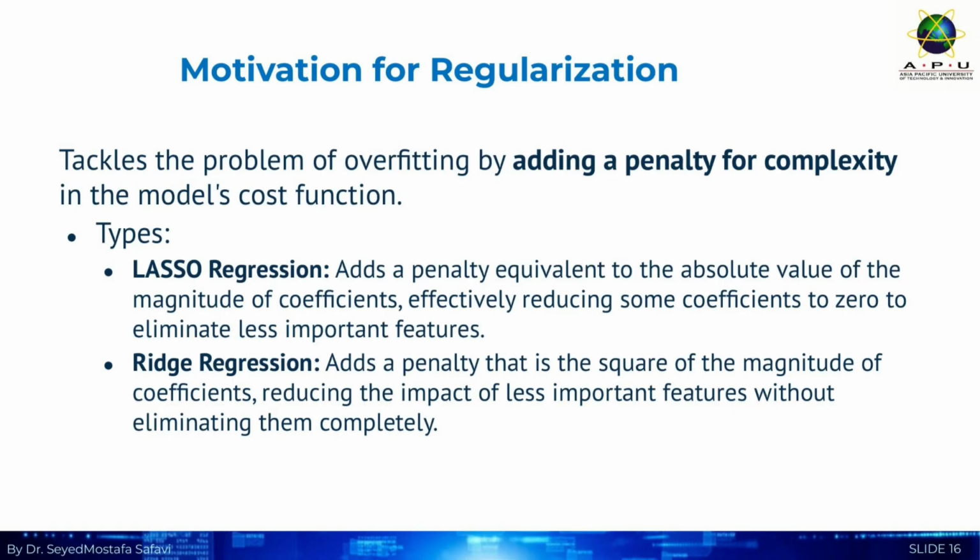Ridge regression, L2. The penalty is based on the square of the coefficients. Ridge shrinks the coefficients, reducing the impact of less important features, but it will never reduce a coefficient to 0. It keeps all features, just lessens their influence. Both methods fight overfitting by controlling model complexity.